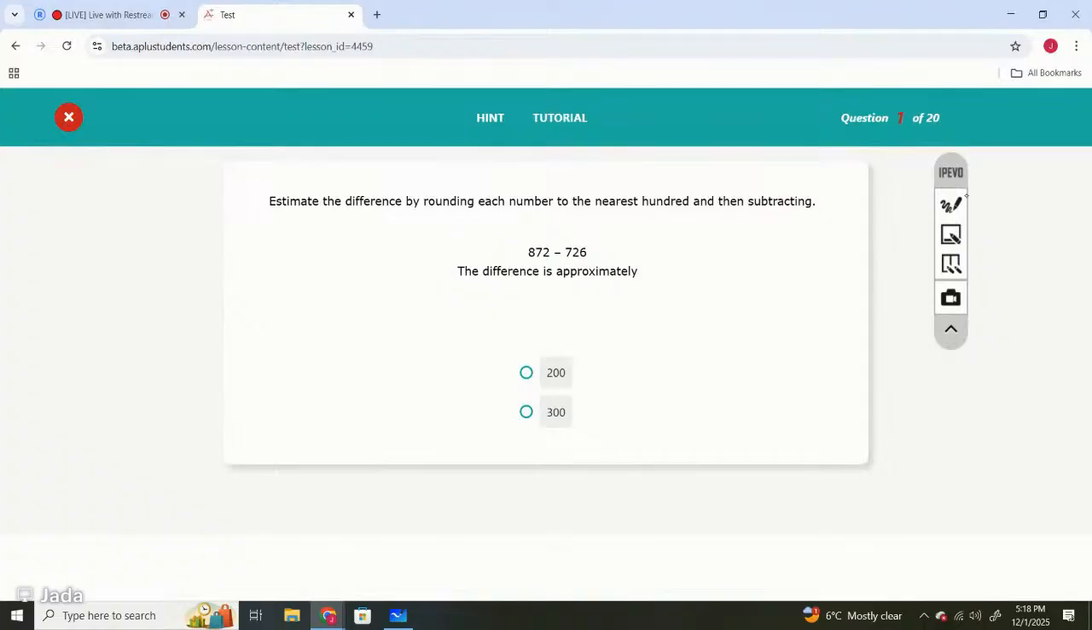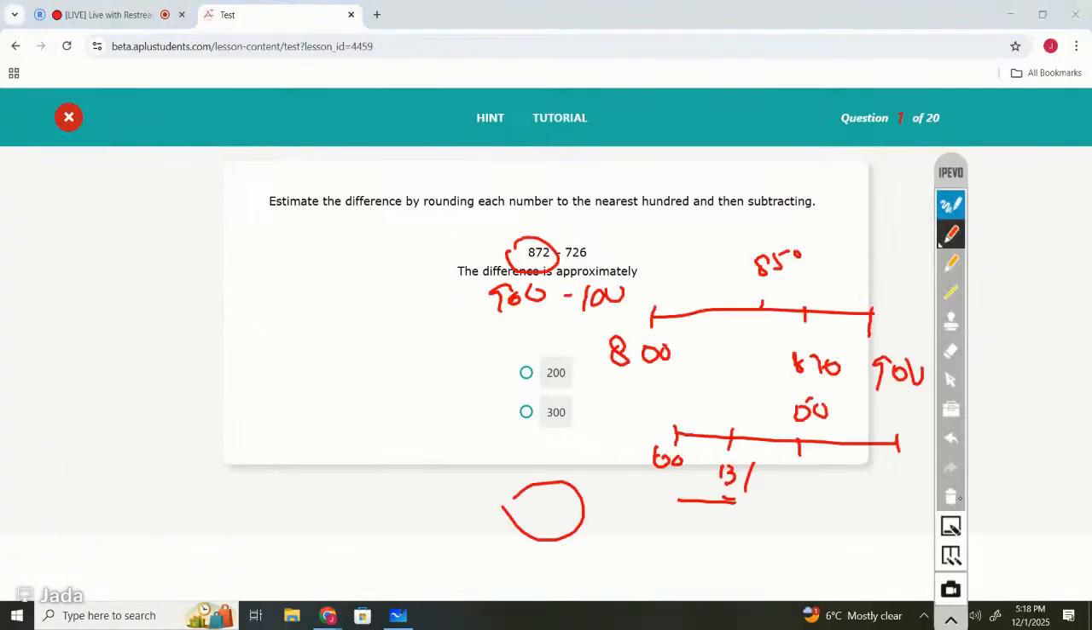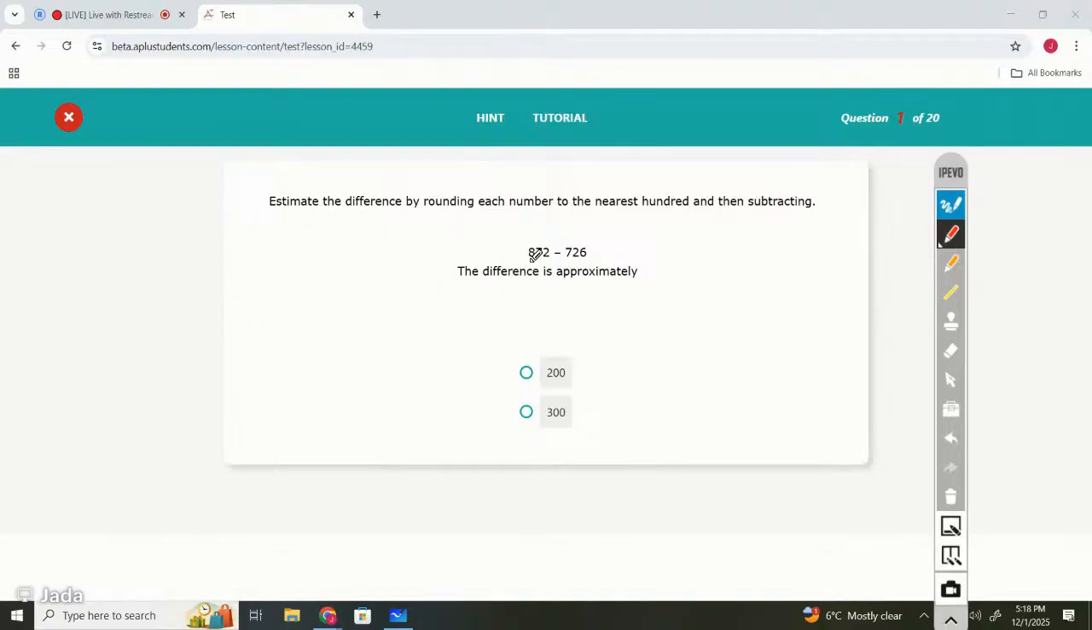So 872 and 726. First, we need to round off these numbers. So we need to round to the nearest 100. So 872, 8 is the digit that is at the hundreds position. On the right of the 8, we have 7. We need to compare this with 5. 7 is greater than 5, right? So that means you need to round up. Round up means add 1 to the hundreds digit and replace the rest of the digits with 0. That is 900.